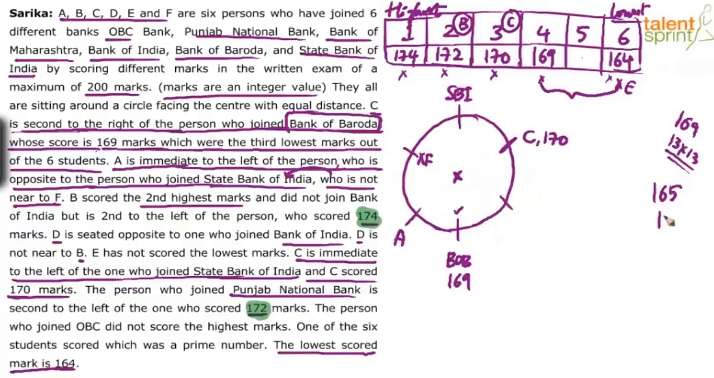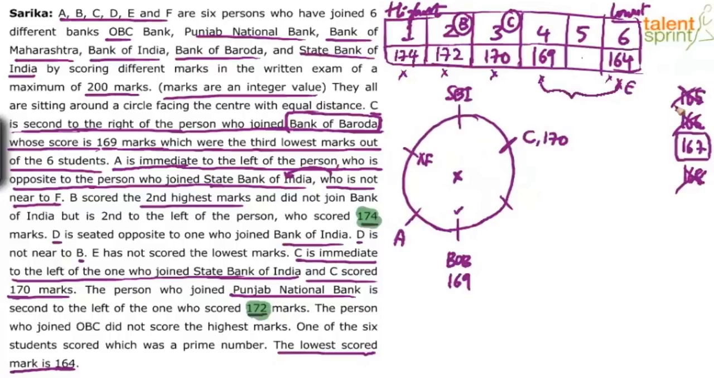165, 166, 167, 168. I'll just write it. I don't know if there are multiple possibilities. Space may not be sufficient. These are the 4 values between 164 and 169. And which of these is prime? 166, 168 are ruled out. 165 is also ruled out. So 167 has to be the prime number, right?